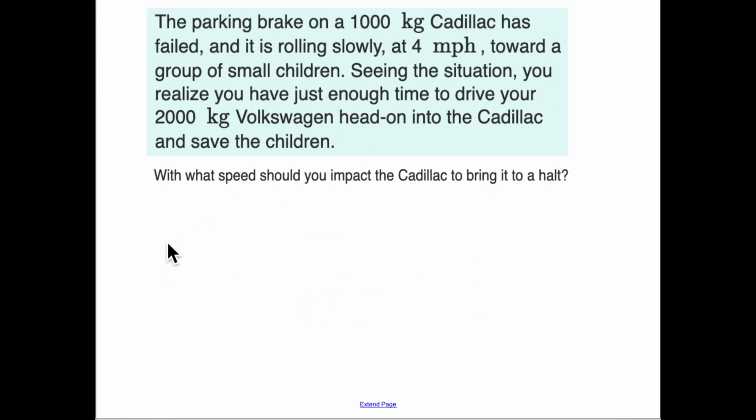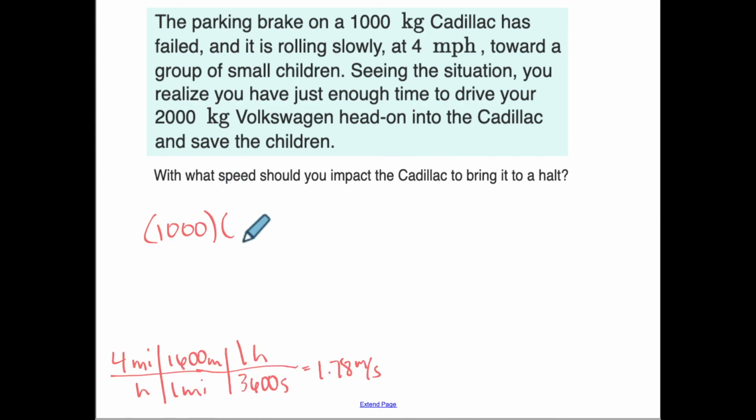In this problem, we have this 1,000 kilogram Cadillac, and it's moving at 4 miles per hour. So we have 1.78 meters per second. Now we want all of that momentum to cancel out with this 2,000 kilogram Volkswagen. So we just do p, which is mv, and then mv over here. So we're going to solve for the velocity that we need the bigger car to go to totally stop this smaller car.